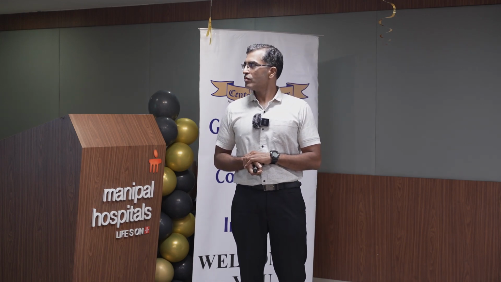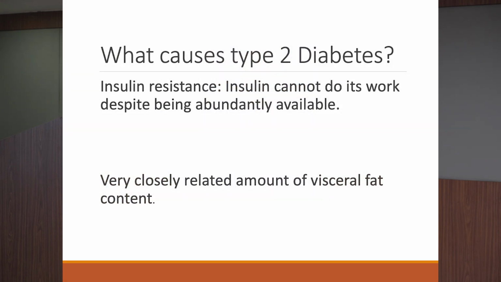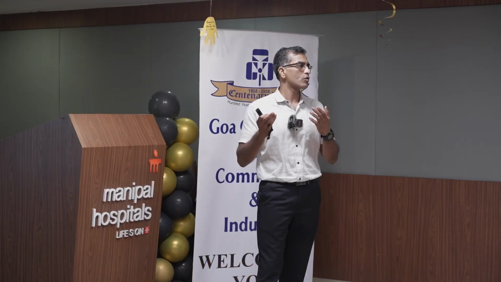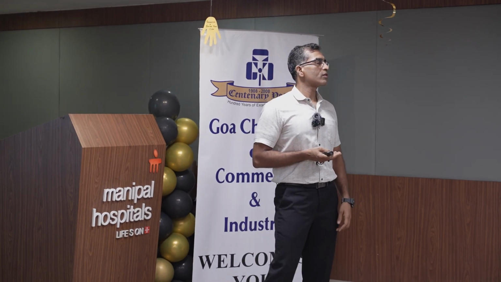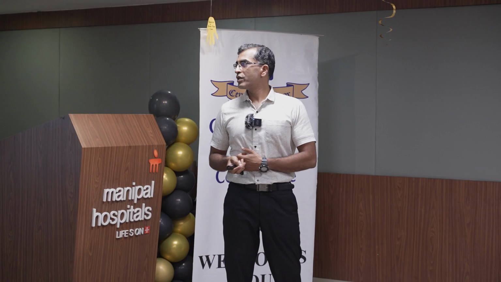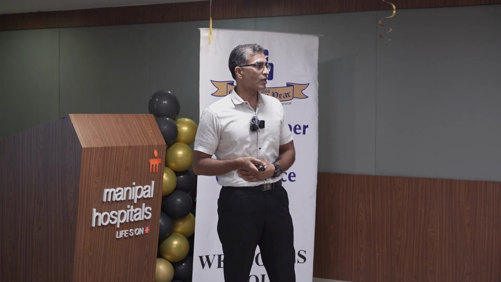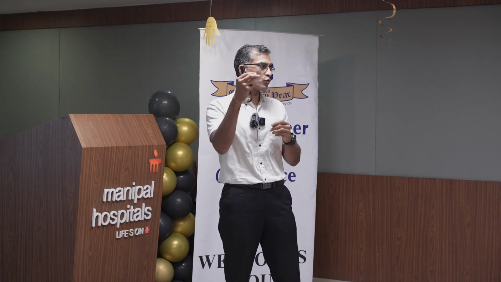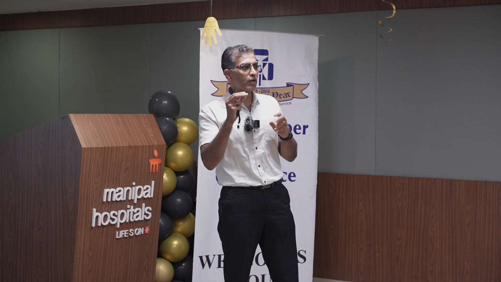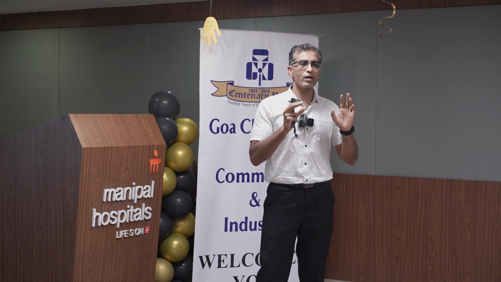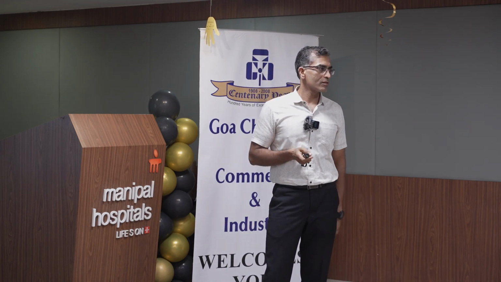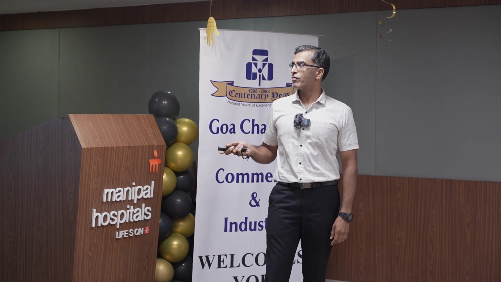Next. So what causes type 2 diabetes? As I said, there is insulin more than normal, still the sugar goes up. Why? Next. There is something called as insulin resistance. Insulin is not working. Even though there is insulin where it is supposed to work and push the sugar from blood inside the cells, that mechanism fails. That is called as insulin resistance. Next.